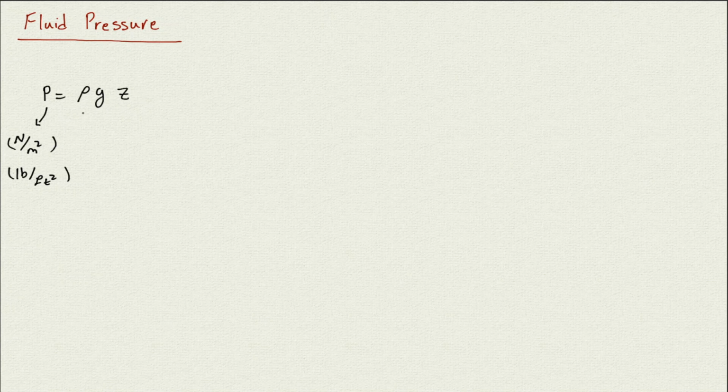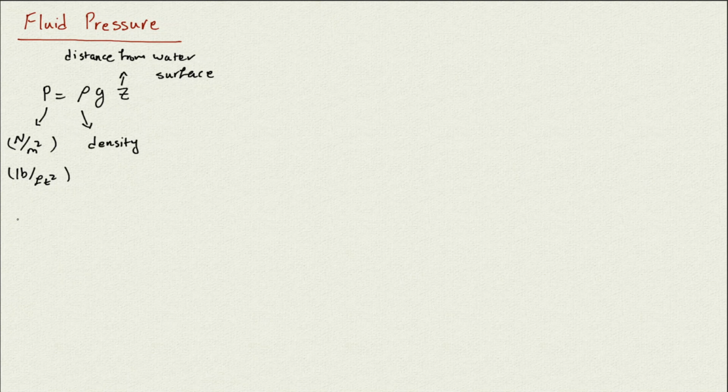Rho is the density that we are working with, G is the gravitational acceleration, and Z is the distance from the water surface.